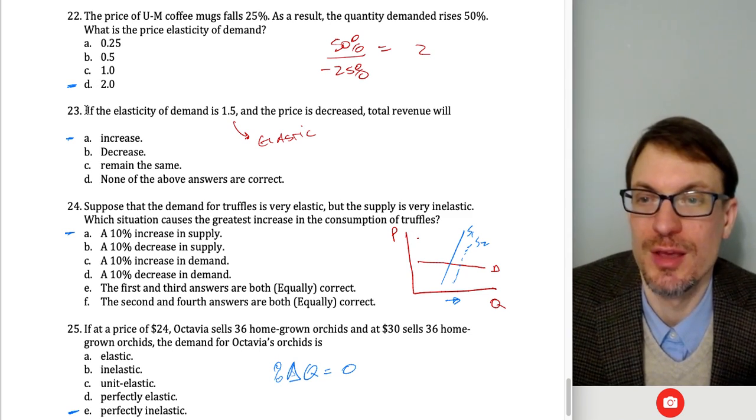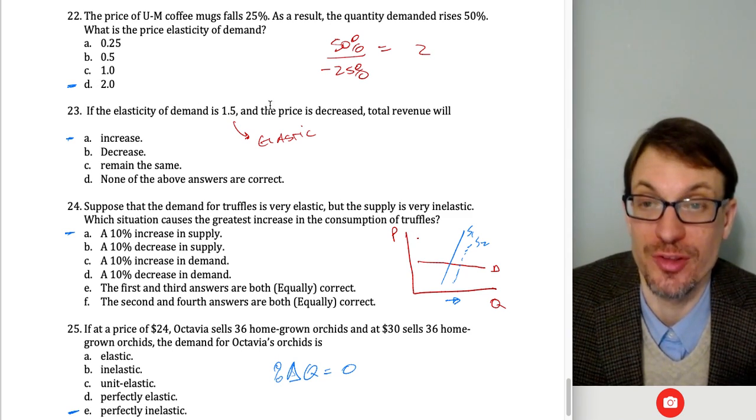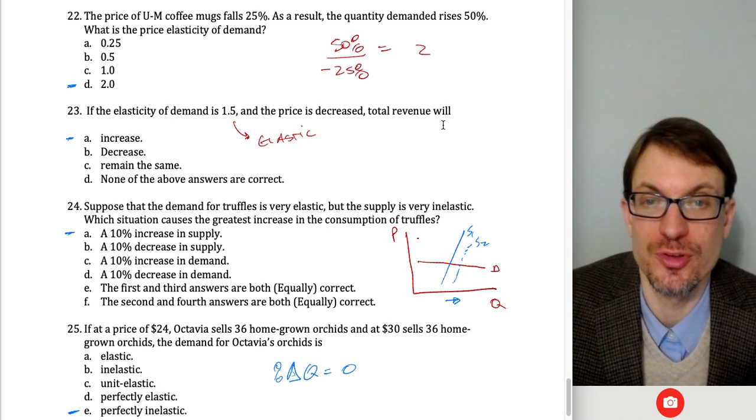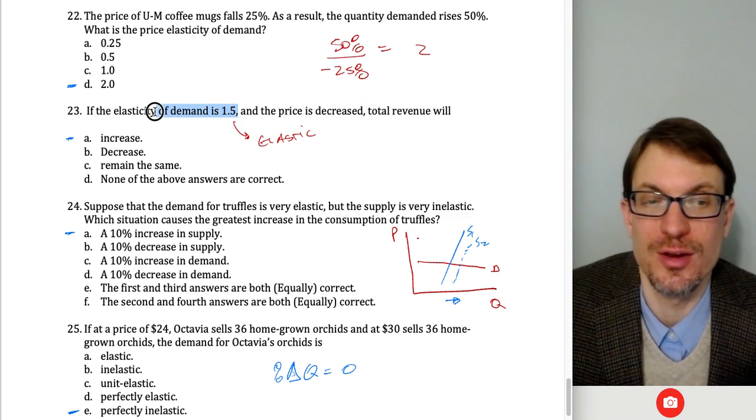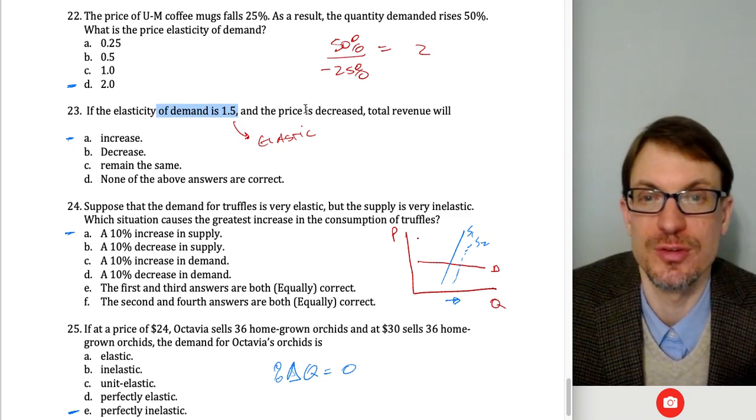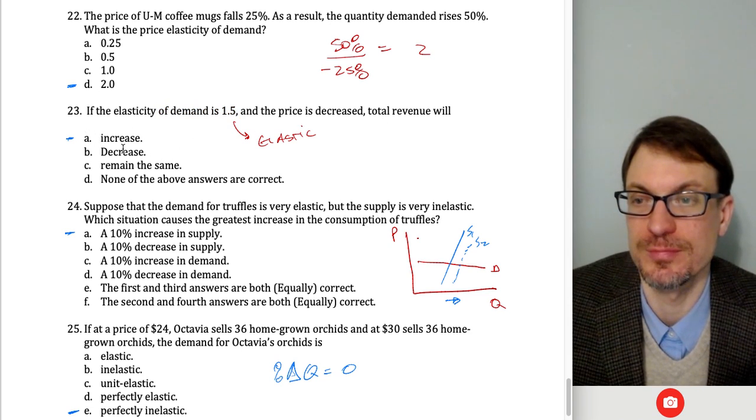All right, so if the elasticity is 1.5, that's elastic, and price decreases, what happens to total revenue? All this tells us we have a price decrease when demand is really responsive. It tells us that for this price decrease, the quantity demanded is going to more than proportionally increase. So total revenue should increase.